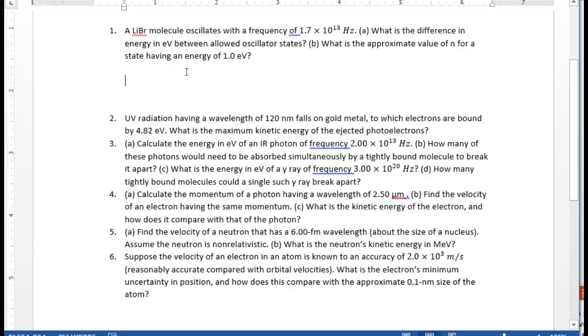All right, homework 10, problem 1. A lithium bromide molecule oscillates with a frequency of 1.7 times 10 to the 13th hertz. The question is, what is the difference in energy in eV between the allowed oscillator states?